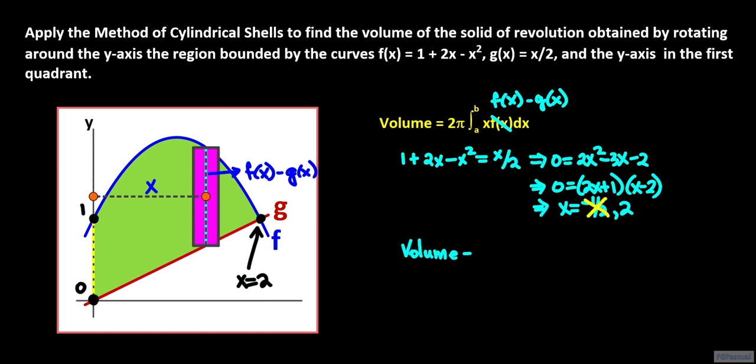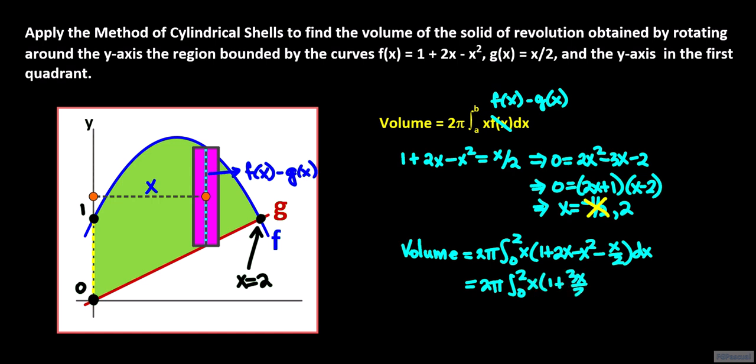Therefore, the volume of the solid of revolution equals 2 pi times the integral from 0 to 2 of x times the quantity 1 plus 2x minus x squared minus x over 2, or 2 pi times the integral from 0 to 2 of x times the quantity 1 plus 3x over 2 minus x squared. We leave it as an exercise for the viewer to carry out the integration. The volume of the solid of revolution turns out to be equal to 4 pi.